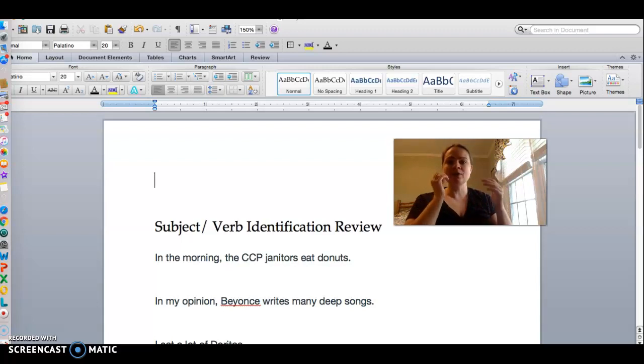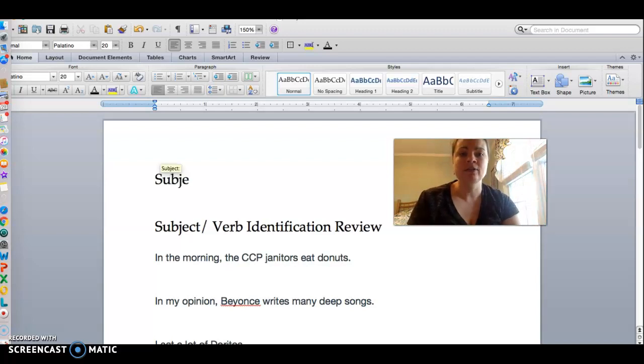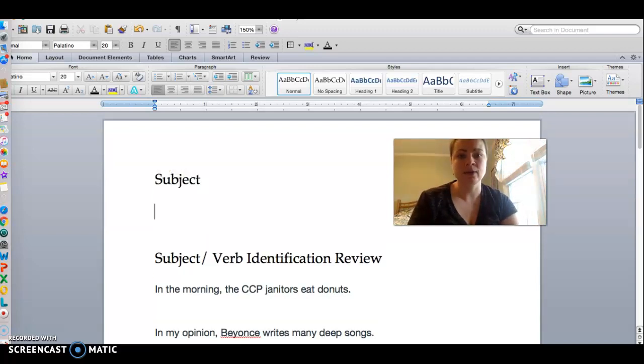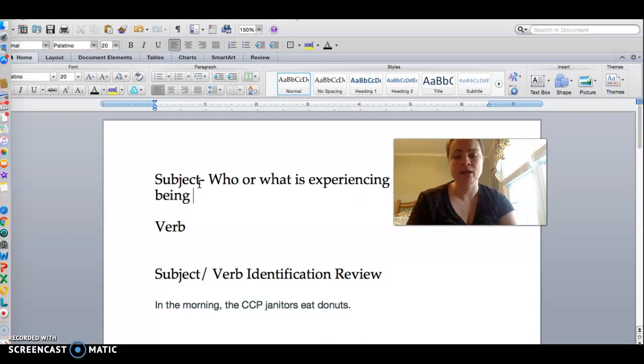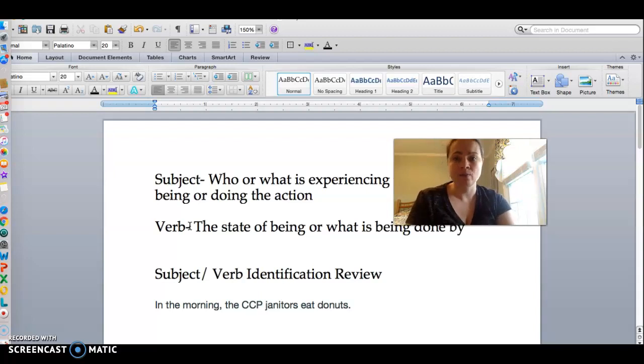So this week, we're just reviewing these two concepts, and we're also going to be moving into making sure we are avoiding run-ons and fragments. So just by way of review, I'm going to define a subject and then also a verb. A subject is who or what is experiencing the state of being or doing the action, okay? And a verb is the state of being or what is being done by the subject.